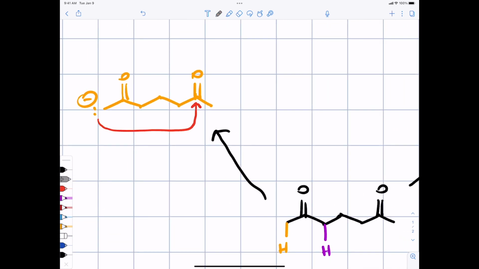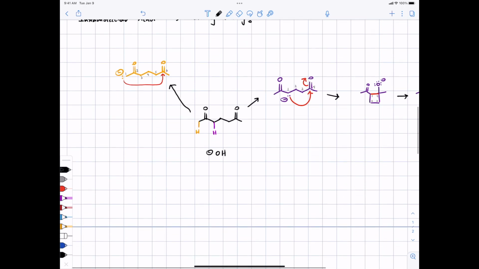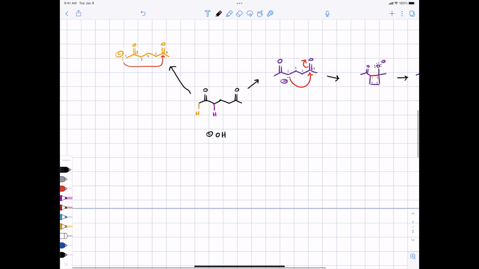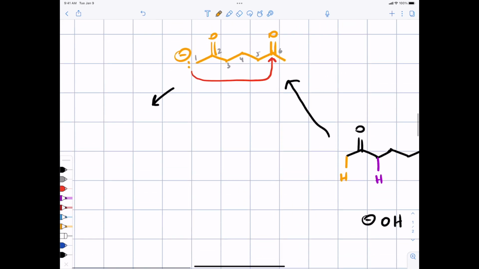Enolate attacks carbonyl compound 1, 2, 3, 4, 5, 6. So we need to make a 6-membered ring, so draw a hexagon. Number the atoms 1, 2, 3, 4, 5, and 6. The bond we make is between 1 and 6.